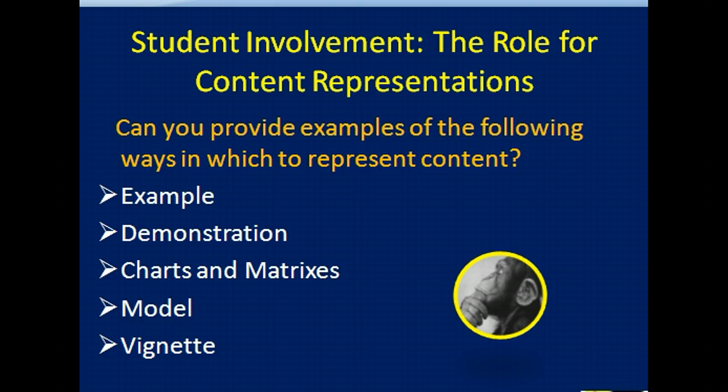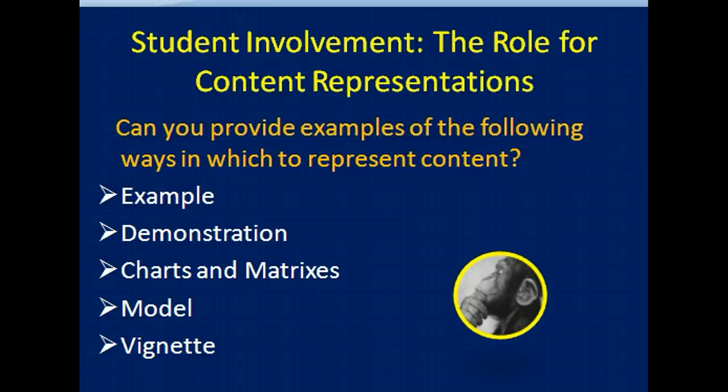As we previously mentioned, content can be represented in many ways. In this slide, can you provide examples of ways in which content can be represented: examples, demonstration, charts, matrices, models, vignettes? See page 183 in your text for ideas.